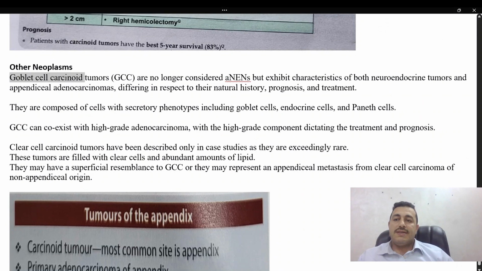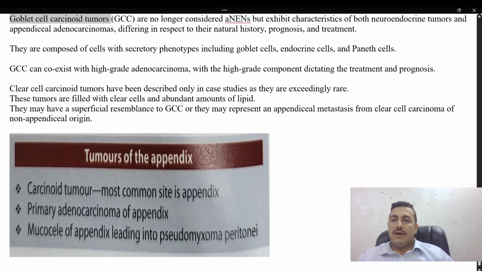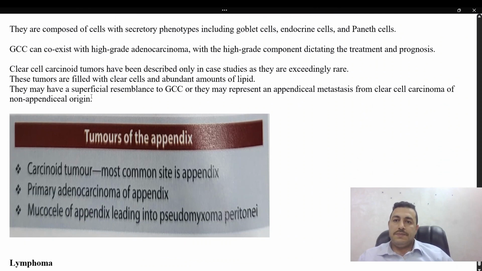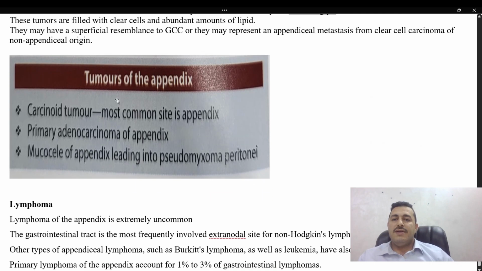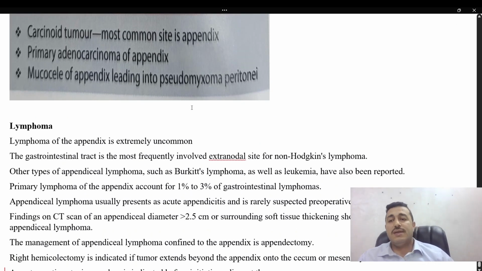Other neoplasms: we said goblet cell carcinoid tumor, forget that. It is goblet cell tumor, a subtype of the adenocarcinoma. We talked about the clear cell carcinoid tumor. It's extremely rare. These are the tumors of the appendix. What tumors do we have? Carcinoid, we already said. Primary adenocarcinoma of the appendix. Mucocele of the appendix leading to pseudomyxoma peritonei, we already talked about.